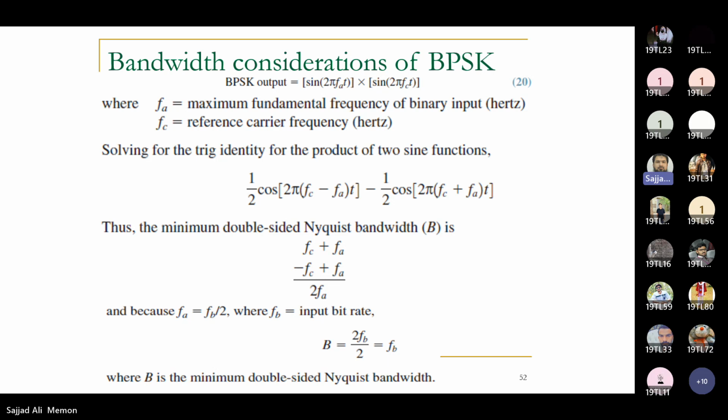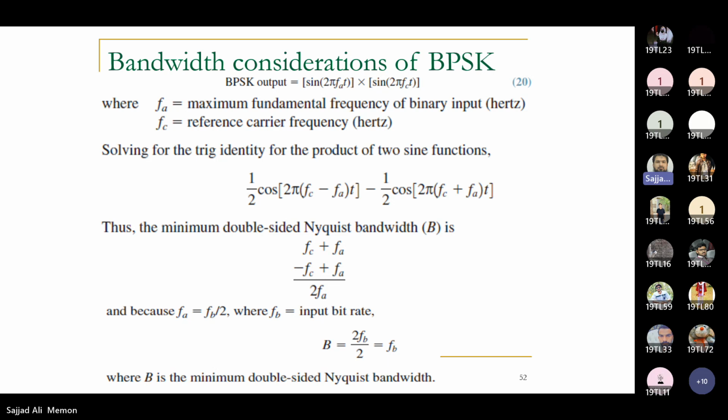So BPSK output is the multiplication of the modulating signal and the carrier signal, that is sin 2 pi fa t times sin 2 pi fc t. So these are the product sine identities. You can replace them with the formula 1/2 cos 2 pi (fc minus fa) t minus 1/2 cos 2 pi (fc plus fa) t. So from here you can see you have fc minus fa and fc plus fa.